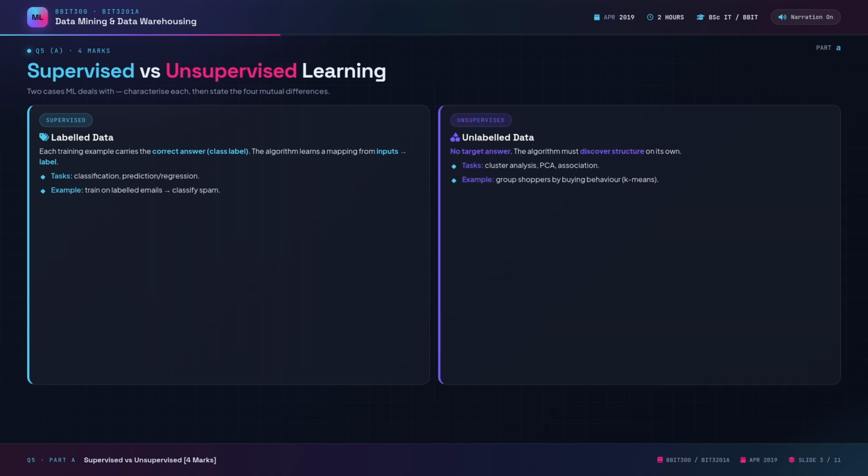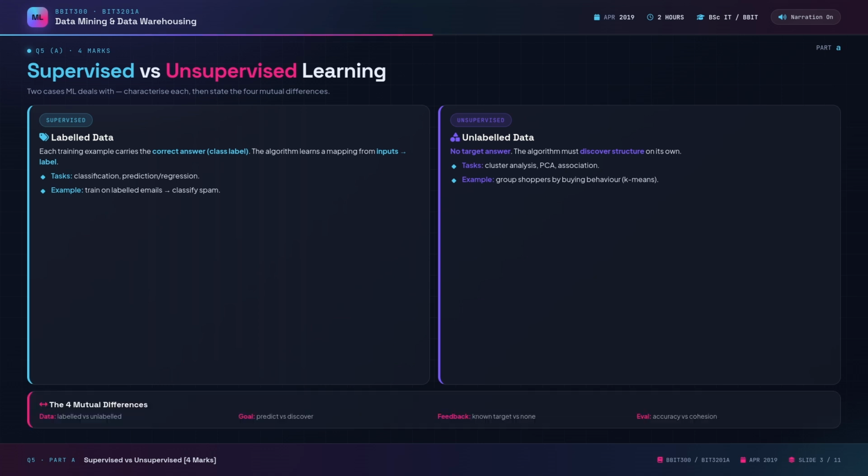Unsupervised learning works on unlabeled data. There is no target answer. The algorithm must discover structure on its own, grouping similar items into clusters or finding the principal axes of variation. The classic task here is cluster analysis, like k-means.